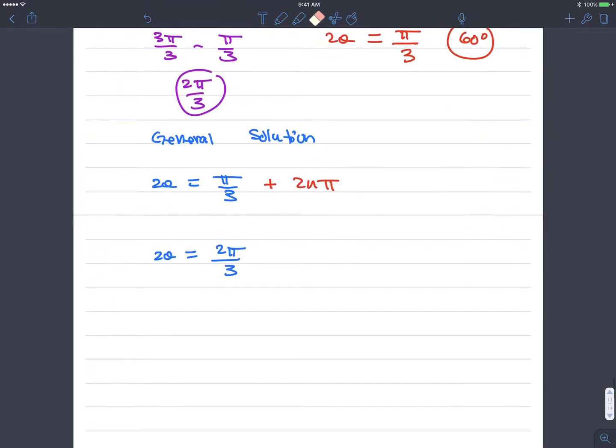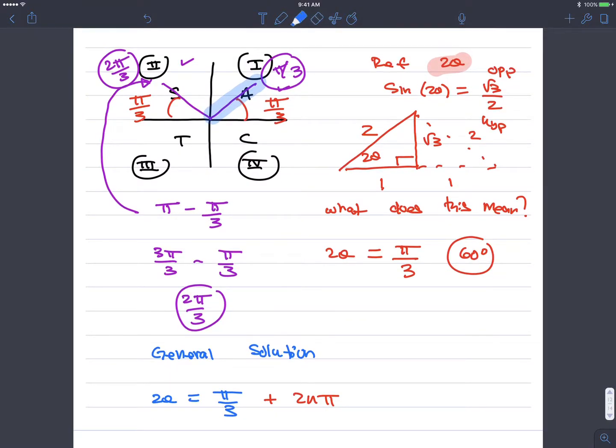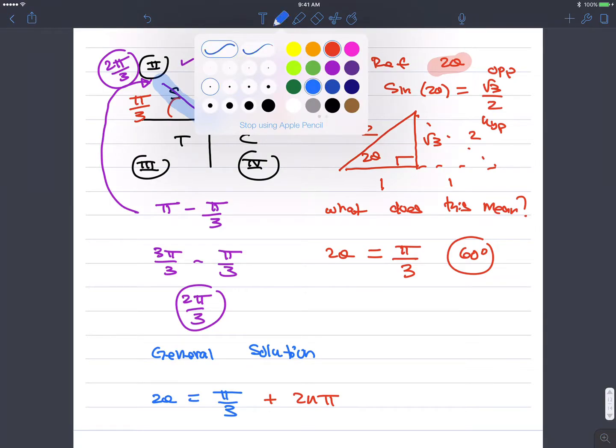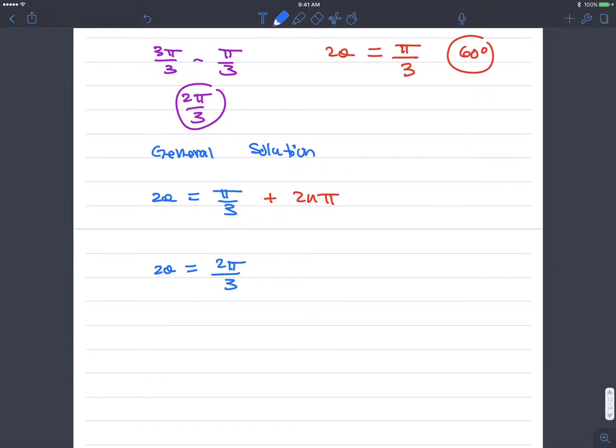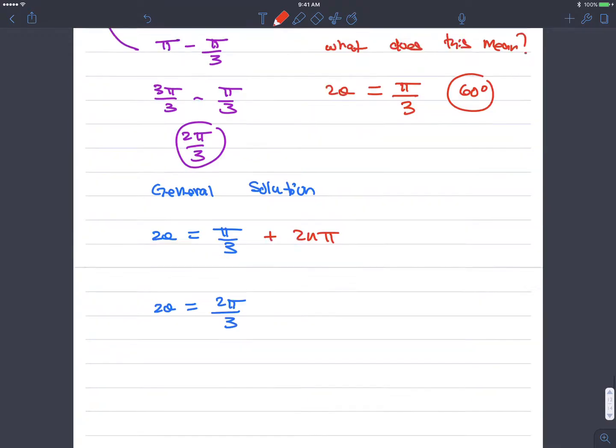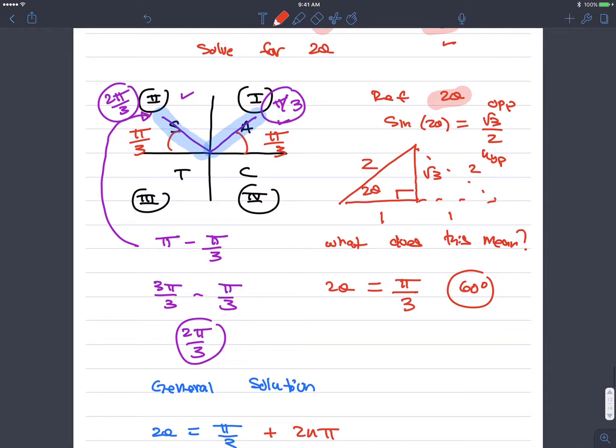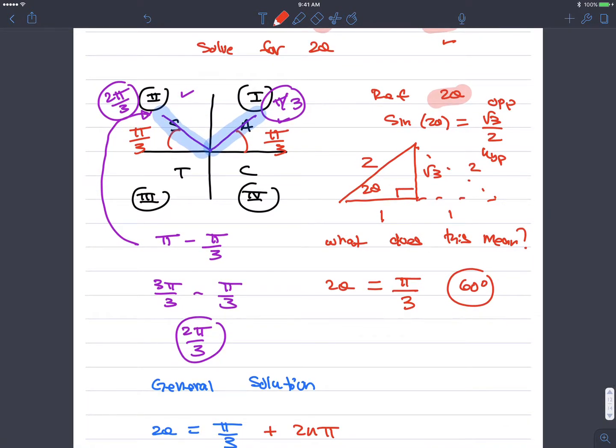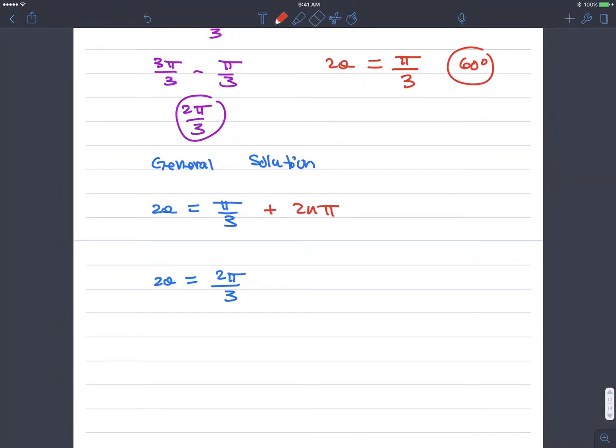So far, so good? How do I get the second general solution? Repeat the process. You take that angle, right? We say 2 theta is 2 pi over 3 now. And now let's go back. Do we add here a multiple of n pi or 2 pi? Do you have a solution that's in the opposite quadrant? Say no. Then what do you say? Add a multiple of what? 2n pi.